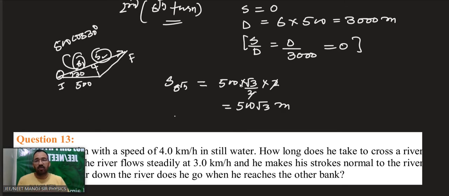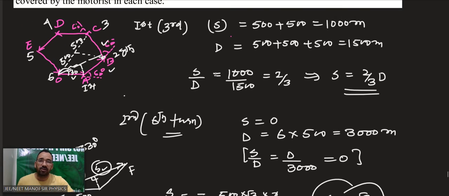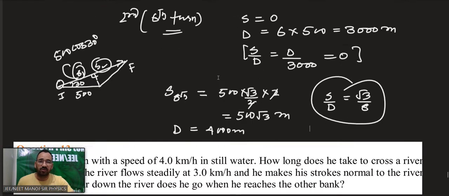This is the displacement. When you talk about the distance here, distance will be 8 5s are 40, that will be 4000 meters. When you compare displacement with the distance, that will be root 3 by 8. I mean to say displacement is root 3 by 8 times the distance in this particular case. This is the solution of this question. This question is very interesting to calculate the displacement per distance. Try it by yourself at least twice or once so that you can get the proper concept.